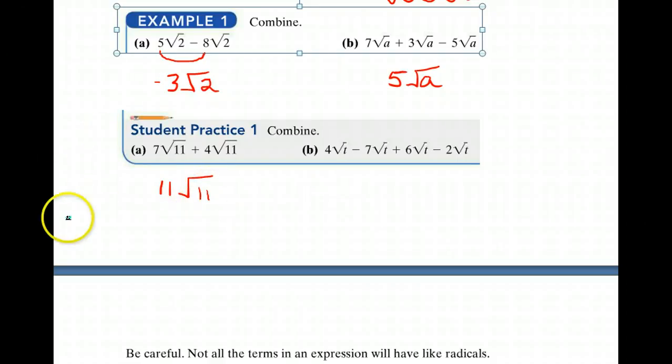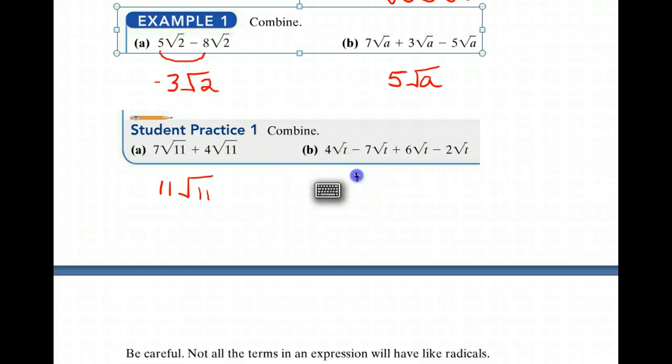In example B, we do have like radicals there. Our radicand is t the whole way across. So we are simply going to do the mathematical operations that we are being asked to do. So we're going to do 4 minus 7 plus 6 minus 2.